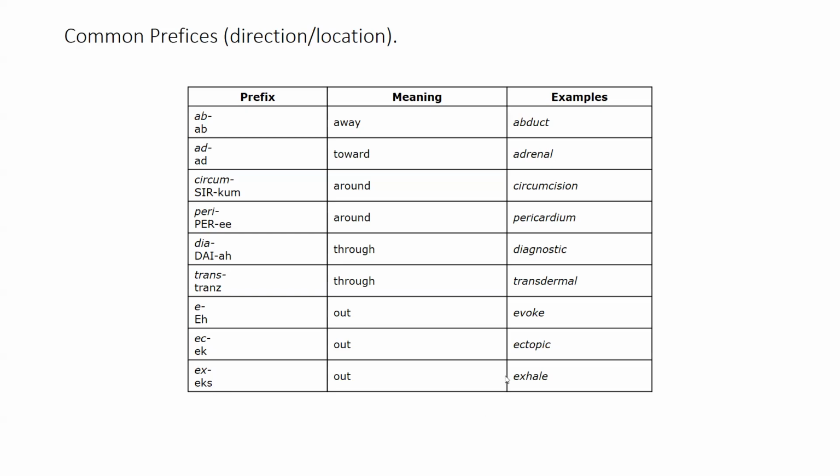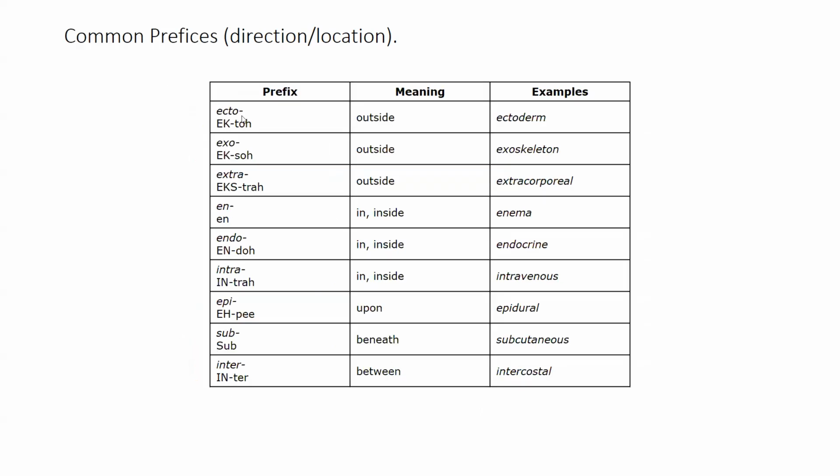Ex also means out, as in to exhale, to breathe out. Ecto means on the outside. We don't see an ectoderm in humans, but that would mean outside the skin. Exo means on the outside. Again, humans don't have exoskeletons, but you would see that in reference to, say, insects.